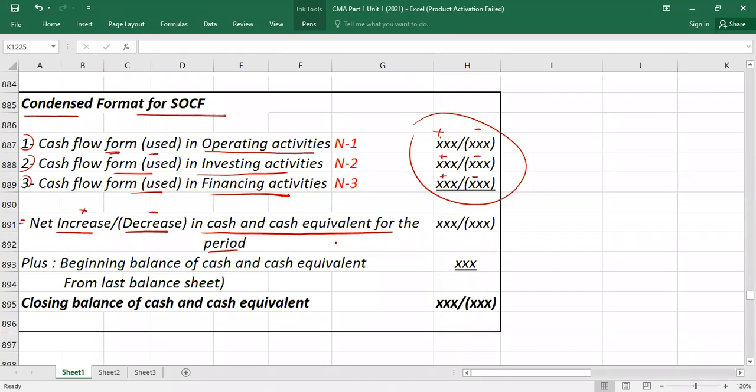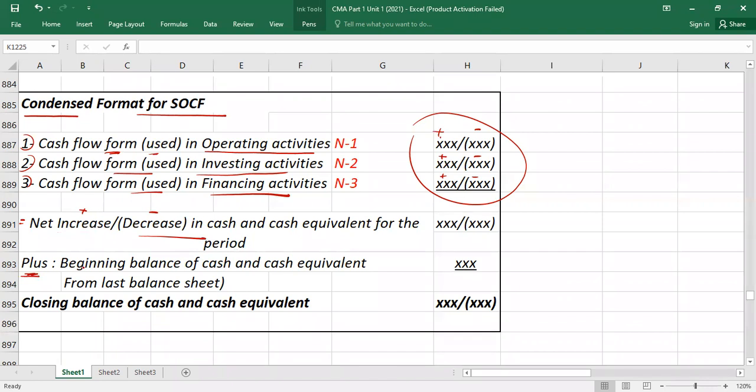This is for the period. And then, guys, here you will plus what? This is also called movements in cash flows during the period. This side. Okay, movements in cash flows during the period.